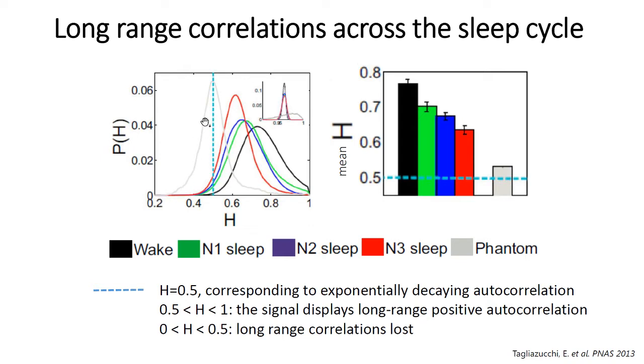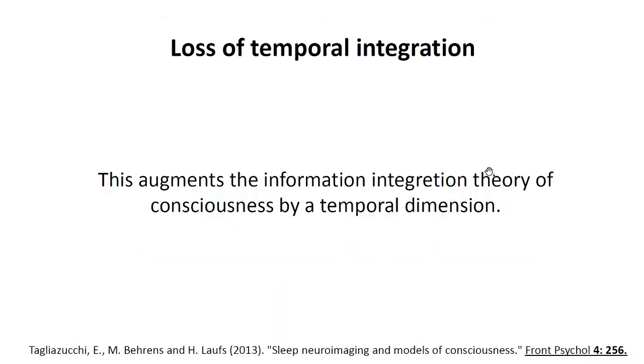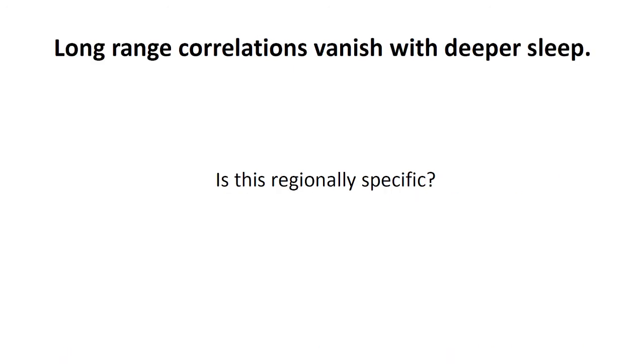And these have, of course, a peak at 0.5 because the signal that you measure in a voxel with water doesn't have any sort of meaningful temporal correlations on average. And the peak of these histograms shows a nice decreasing trend. When you go deeper into sleep, you start approaching loss of temporal correlations in the brain. And this is of course interesting for two reasons.